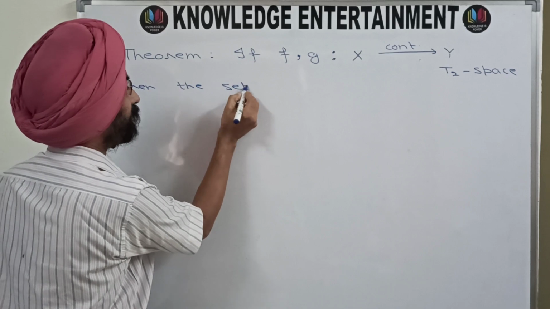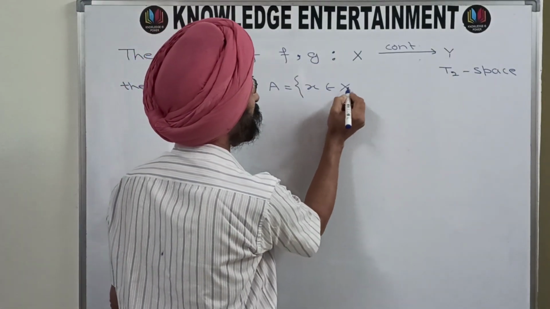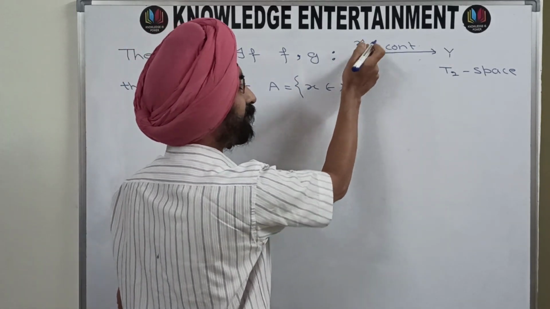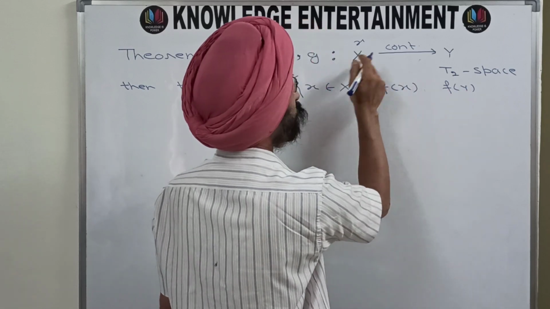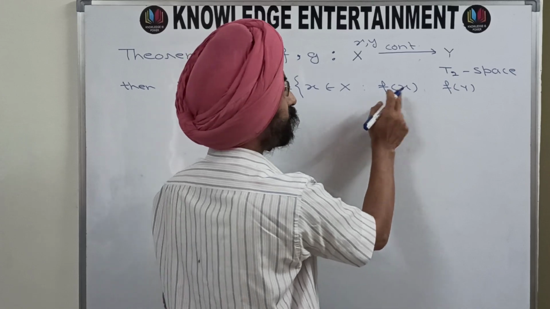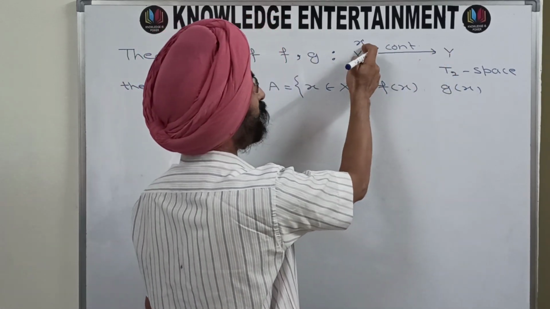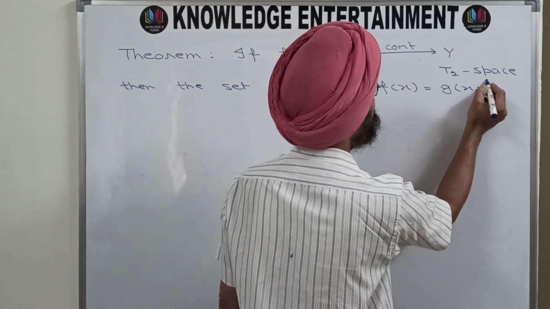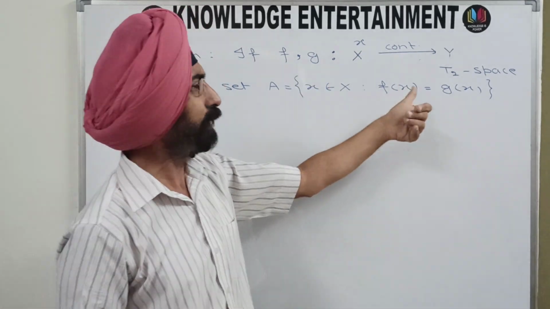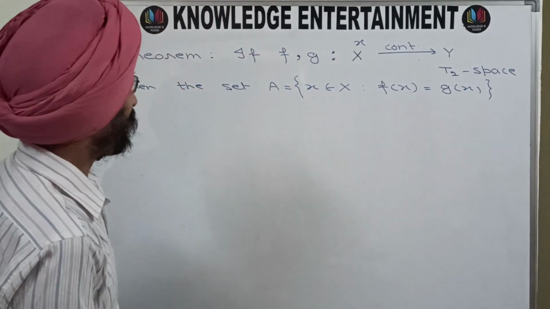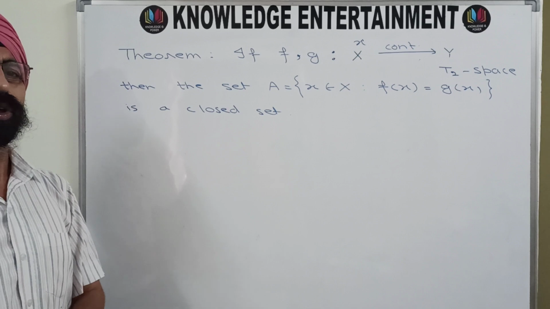the set A, containing points x from the set X such that the image of x under f is in Y, and the image of x under g is also in Y. So f(x) is equal to g(x). The set of all those points x belonging to X such that the image of x under f and the image of x under g are the same, this set is a closed set. That is what we wanted to prove.